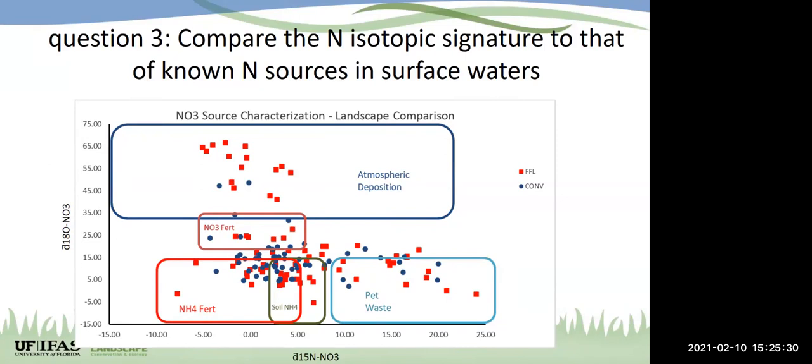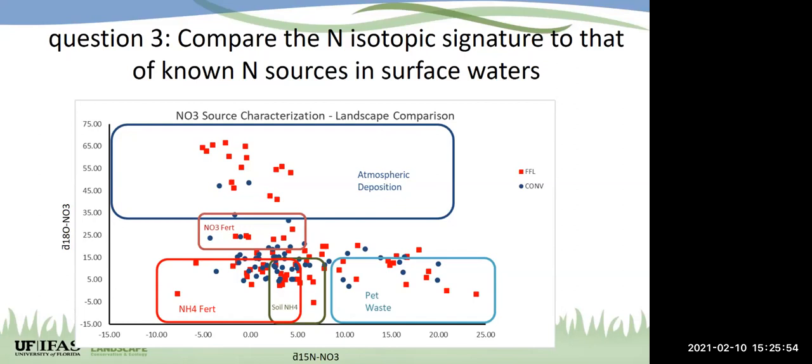And in this case, we can compare it to known sources such as atmospheric deposition, again, nitrogen that just comes from rainfall, or maybe NO3 fertilizer, which would be nitrate fertilizers, or NH4, which would be ammonia fertilizers, or maybe soil pools, or maybe even pet waste. That can certainly be a source of nitrogen as well in residential landscapes.